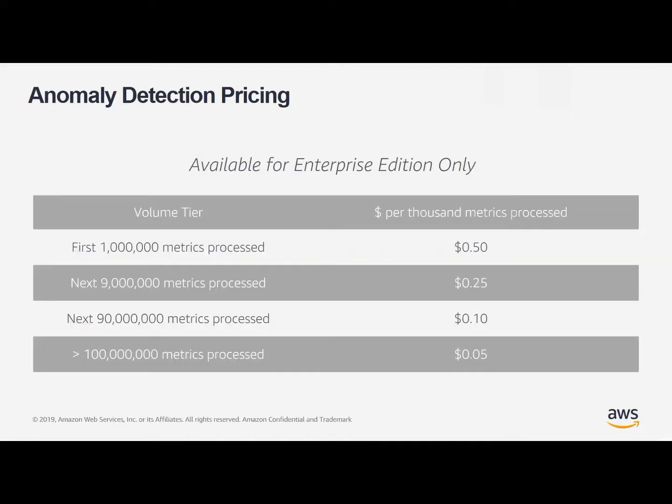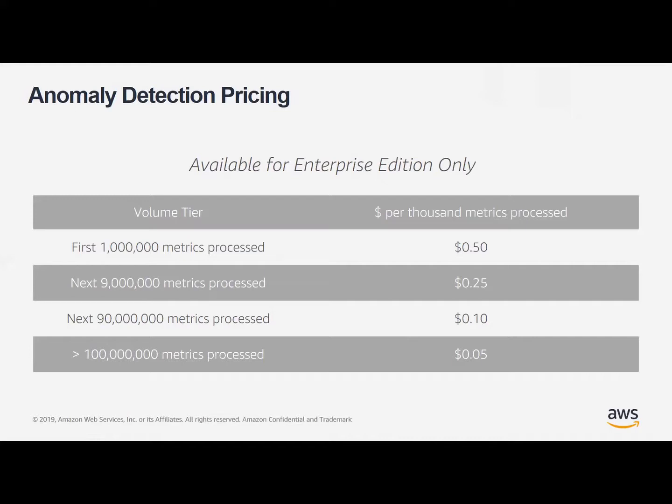So of the 3 new features, this is the only one that carries some separate pricing along with it. The other 2 that I'm going to cover are included with Enterprise Edition, no extra charge. Anomaly detection, since QuickSight's kind of doing some additional work on your data, on a scheduled basis while nobody's even interacting with it, there's a new pricing model that's based on a per 1,000 metrics processed.